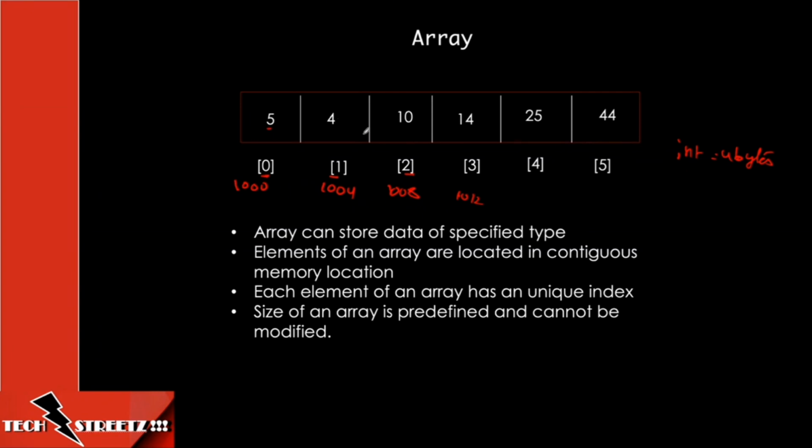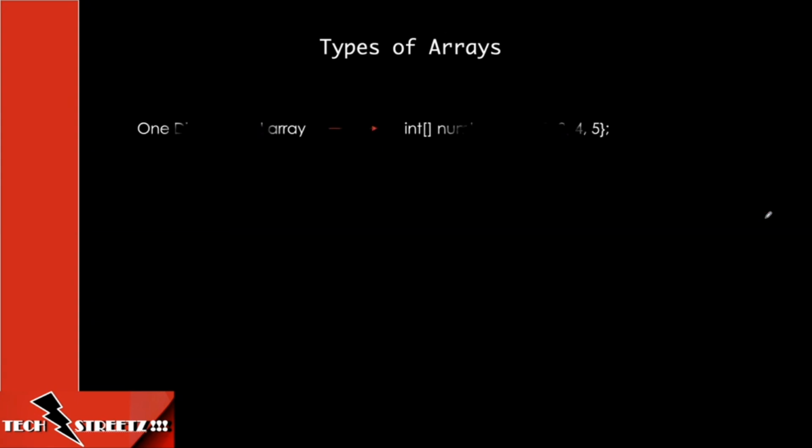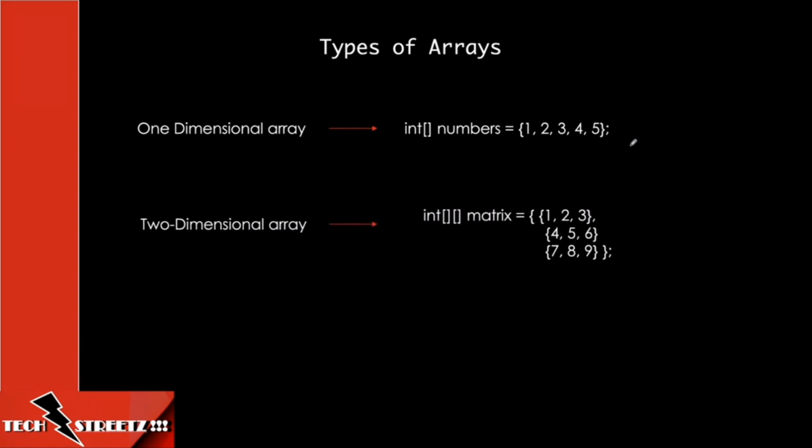While creating an array, the size will be declared initially. So here we are going to store 6 integer values in this array. The size of the array, which is 6, is already predefined and cannot be modified. There are two types of arrays. The first one is one dimensional array and the second one is two dimensional array.